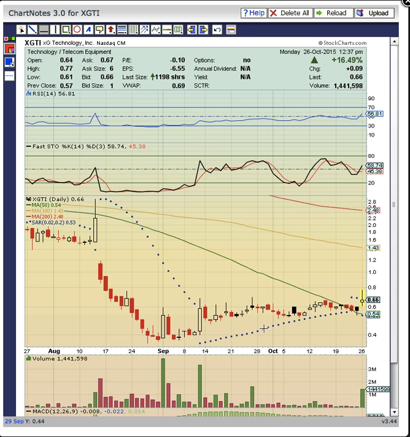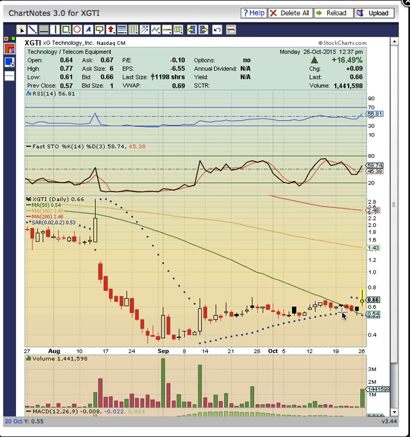First I'd like to point out this Parabolic SAR. That's these blue dots down here. As you can see, there was a bearish flip last Thursday where the blue dots, which were below the candles, flipped above the candles. This would be considered a PSAR sell signal, or what we just call the bearish flip.